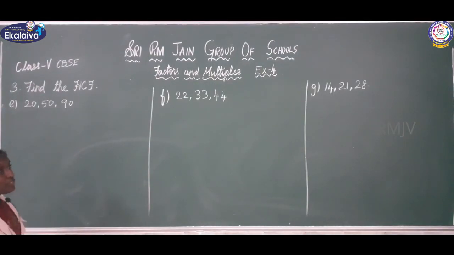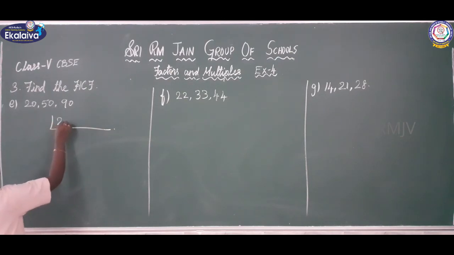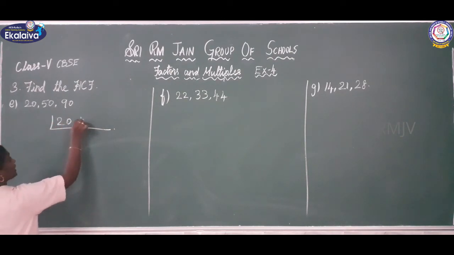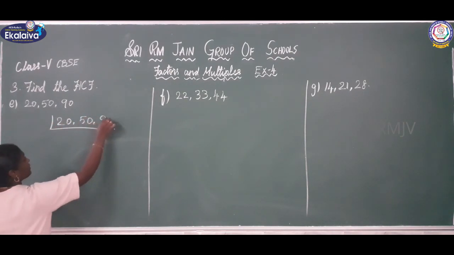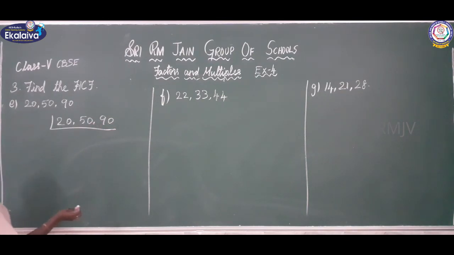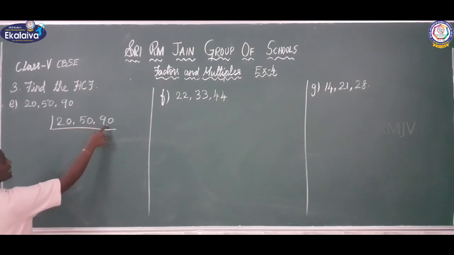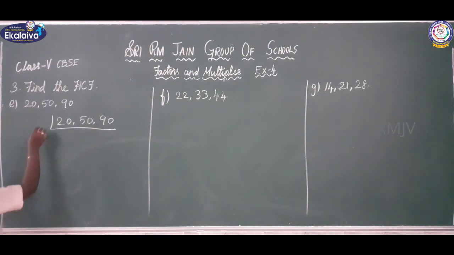Now we are going to find the HCF of the given three numbers. Now also we are going to use the L division method: 20, 50 and 90. Now we have to find out the common prime factor of the given three numbers, 20, 50 and 90. Here all the numbers are even numbers too. So 2 is the prime factor for these.